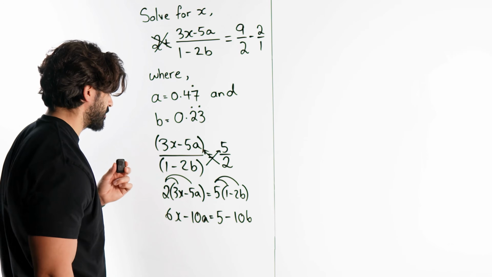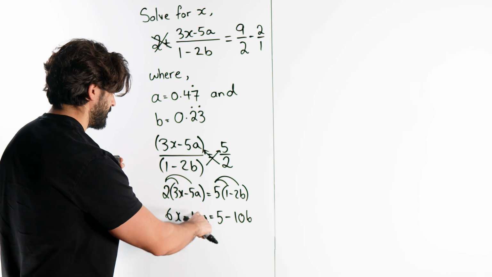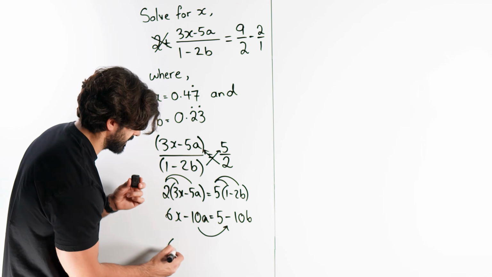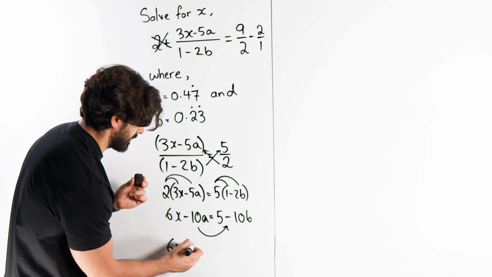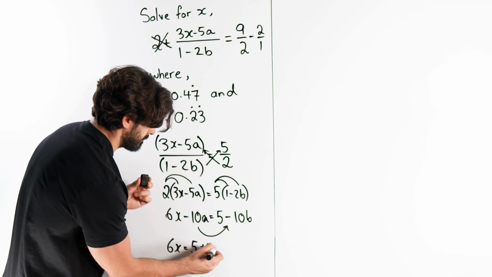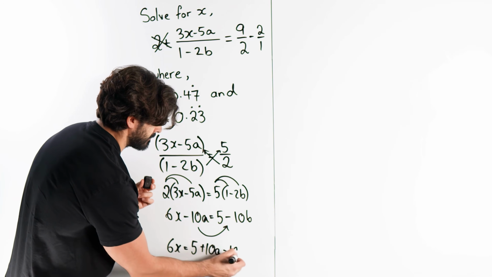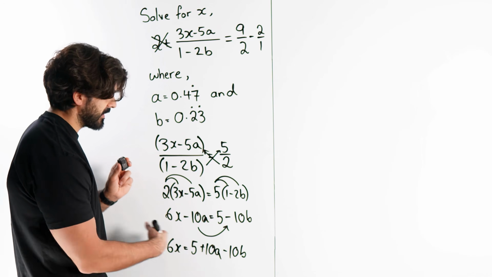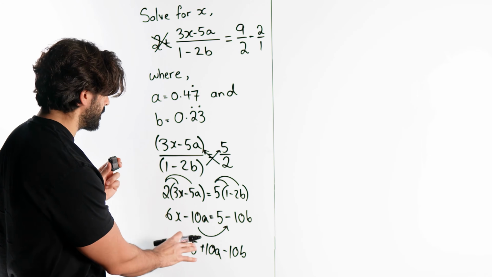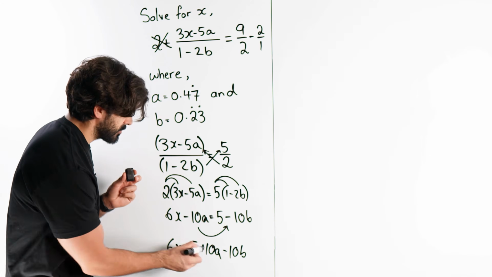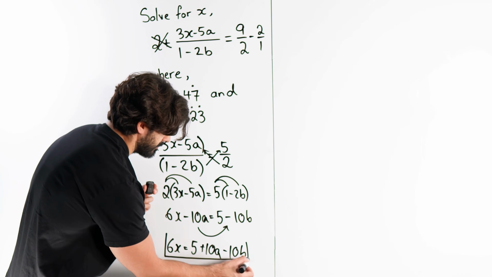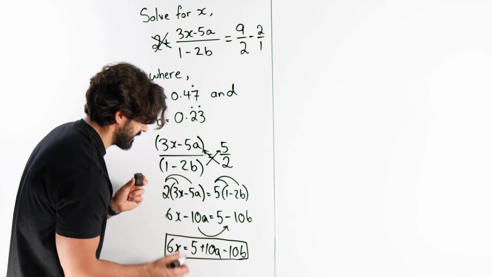Remember, we're rearranging for x, right? So we're going to move this to this side. So the minus 10a, we move it to this side, will become a plus 10a. So we have 6x is 5 plus 10a minus 10b. And we're going to divide the whole thing by 6. Now, I think at the moment, I might leave it like this. Let's work out what 10a and 10b are, and then we can divide our final answer by 6.